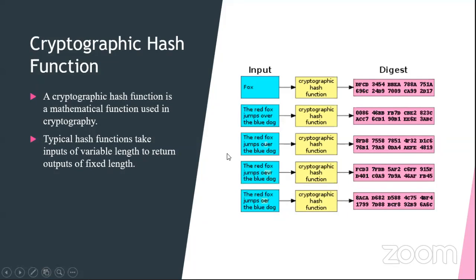Okay, so we will call hash functions one-way hash functions. Because for a given message m, it is easy to compute h of m. That is, for a given message, we can easily compute the hash value. But for a given hash, it is highly infeasible to compute the original message m. That's why we call hash functions one-way hash functions.